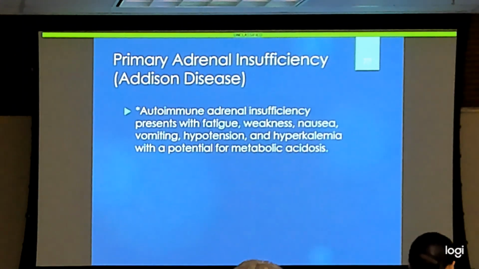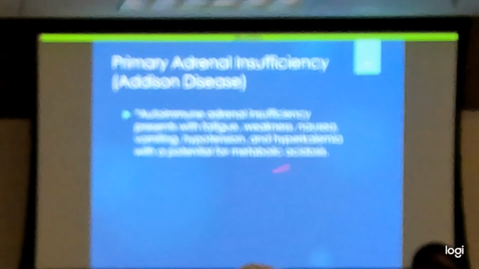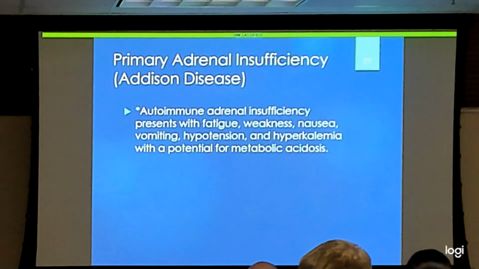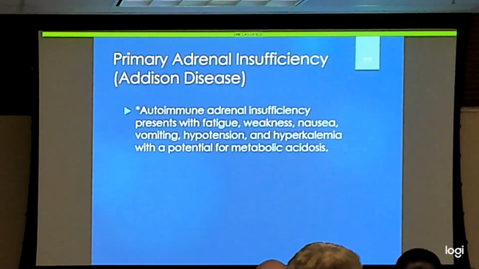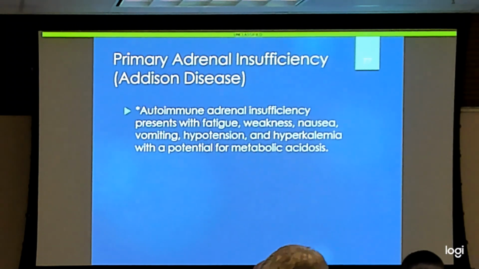So again, the potential for metabolic acidosis is probably the last thing if you miss this case. But again, most of the patients with this, fatigue, weakness, nausea, vomiting, hypotension. How does a patient with Cushing's syndrome present? Hypertension, exactly. This person with hypotension. And hyperkalemia, if you check their labs.